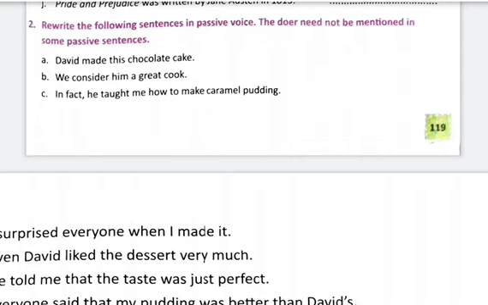But we have to keep in mind subject verb agreement. What is the subject now in passive voice? He. He is singular number, so we will take help of be verb is. He is. Now the third form or past participle form of consider verb will be: he is considered a great cook by us. We will become us. I repeat, he is considered a great cook by us.